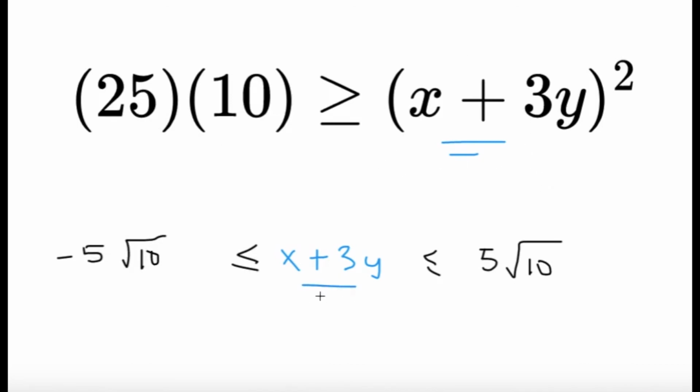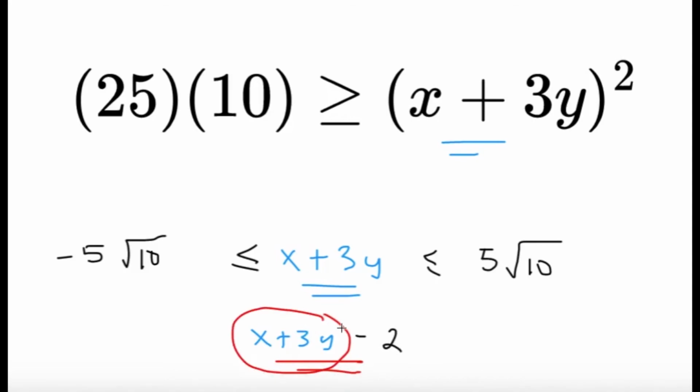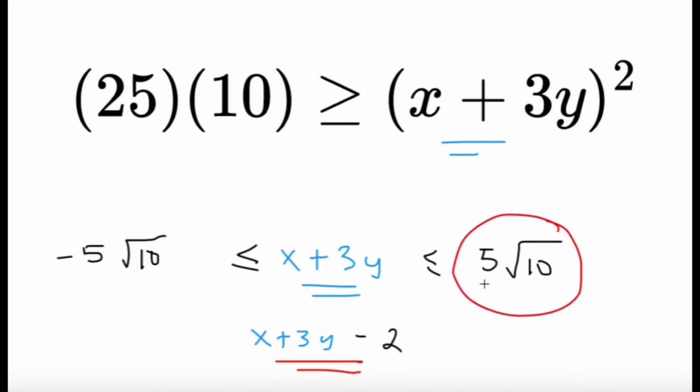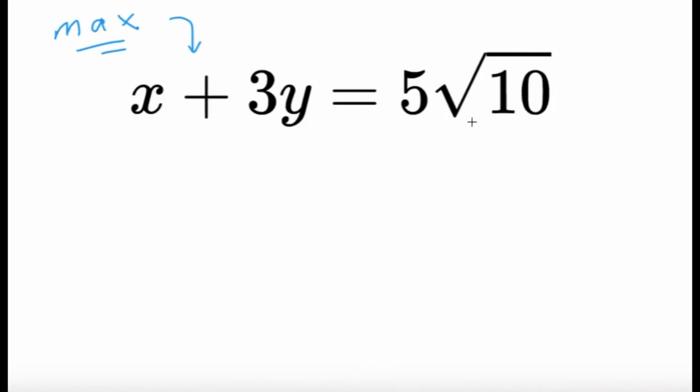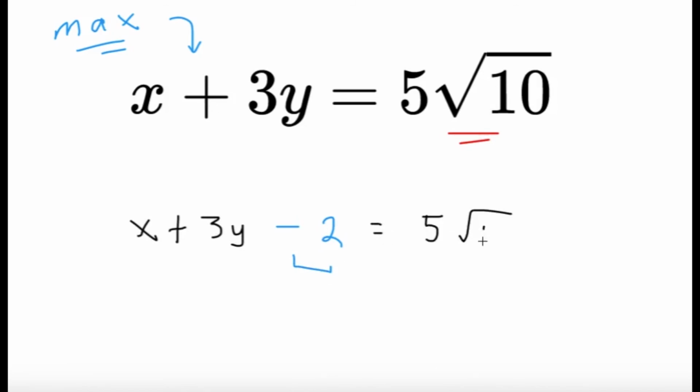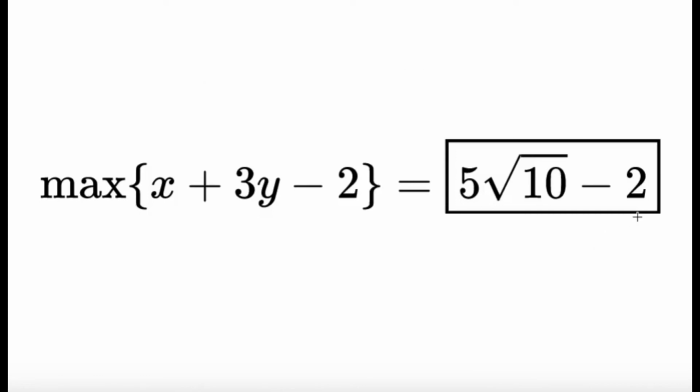And since we have the range of values of x plus 3y, and we want the maximum value of x plus 3y minus 2, if I want to make this big, I would have to make x plus 3y as big as possible, since the 2 here is constant. So I'll take the maximum possible value of x plus 3y. Since the maximum possible value of x plus 3y is 5 square root 10, the maximum possible value of the desired expression will be 5 square root 10 minus 2. So our maximum value of x plus 3y minus 2 would be equal to 5 square root of 10 minus 2. And this will be our answer.